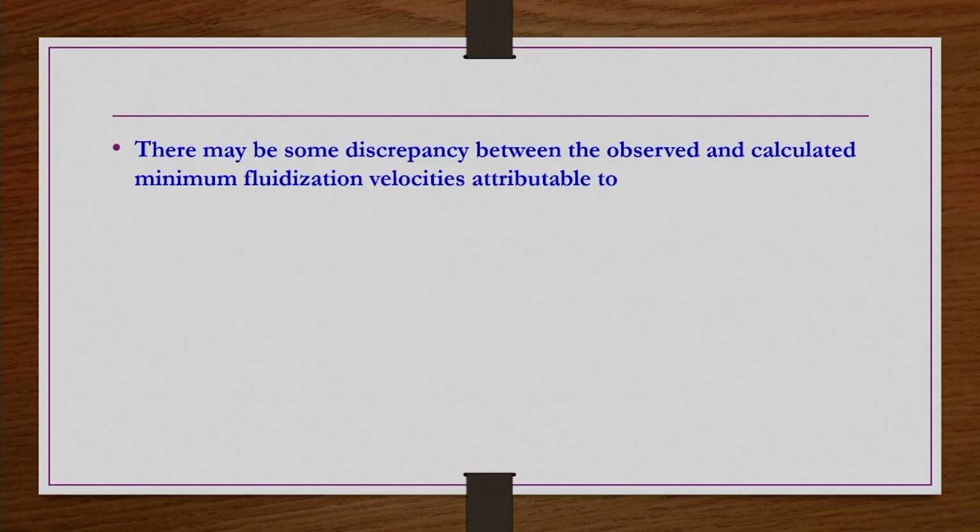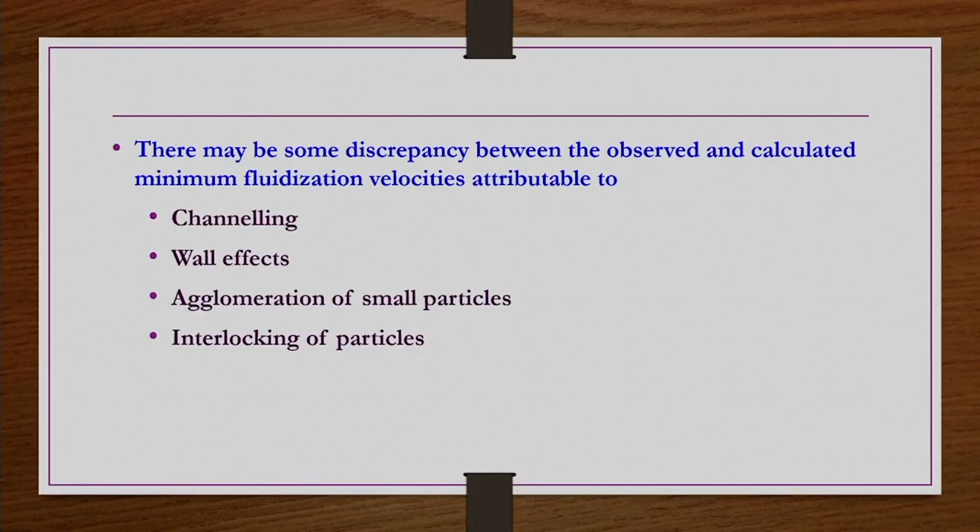Okay. So, there may be some discrepancies between the observed and calculated minimum fluidization velocities, because the same reasons are there as for the minus delta P versus V naught curves also. These are channeling, wall effects, agglomeration of small particles, and interlocking of particles if the particles have a needle-like shape, etc.